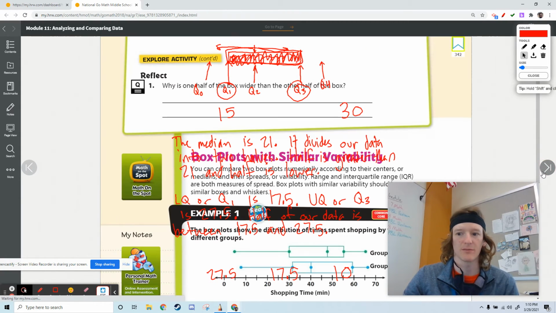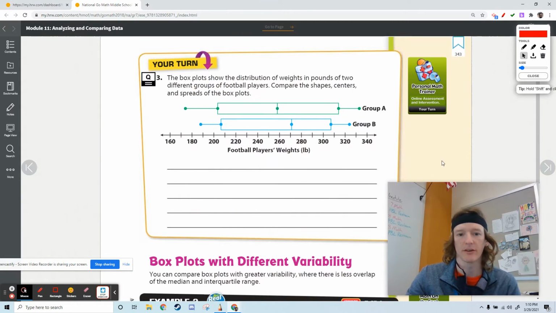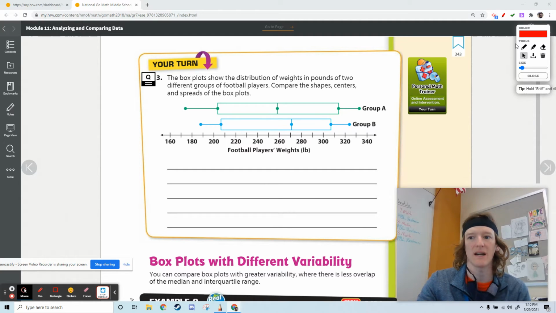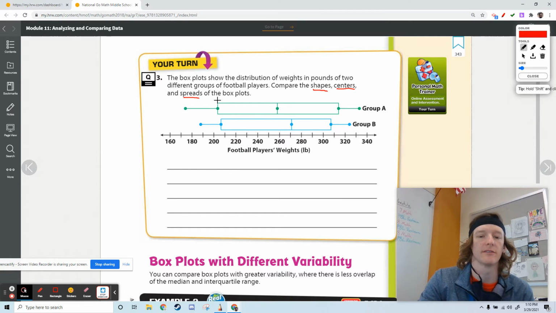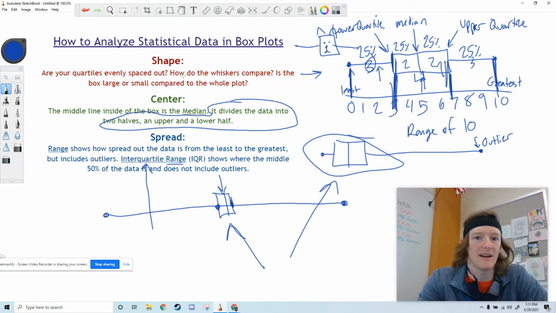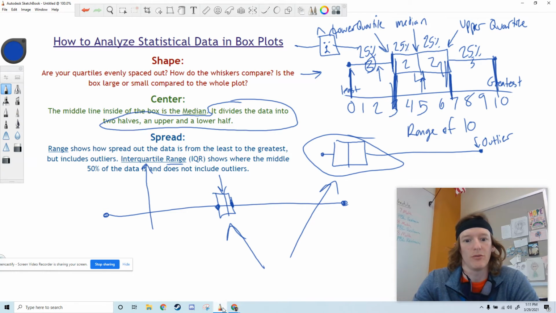We're going to skip the next page, and go on to number 3, where we're going to compare two box plots. We're going to compare the shapes, the centers, and the spreads. For the first part, the shape, what we're looking for is: are they evenly spaced out? How do the whiskers compare? Is the box large or small compared to the whole plot?